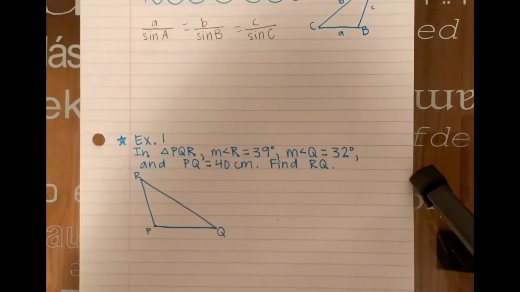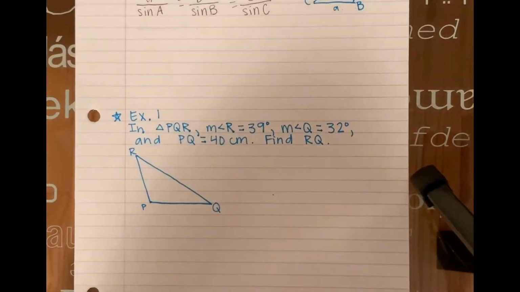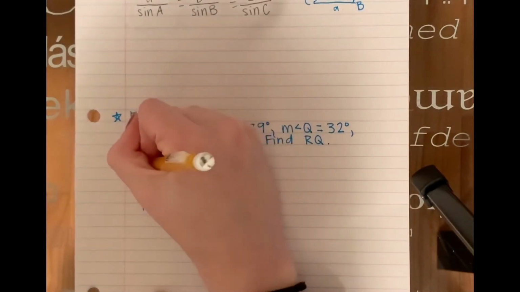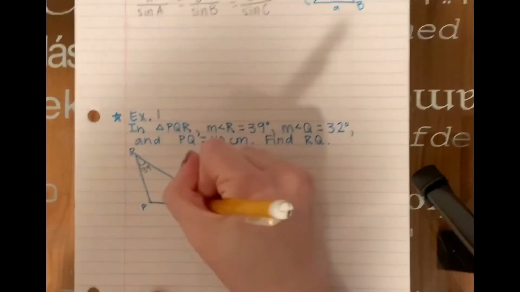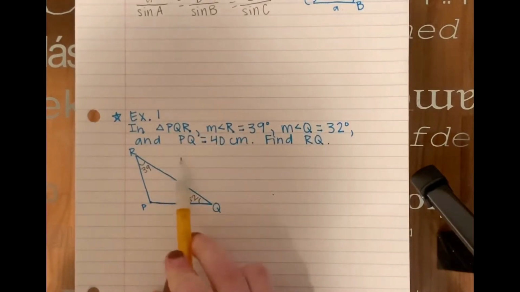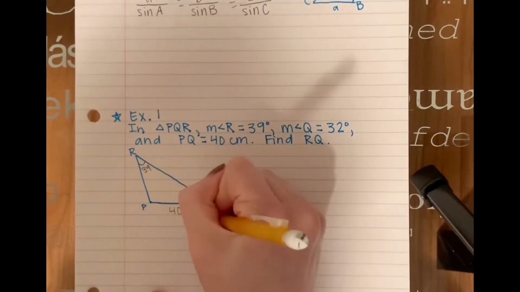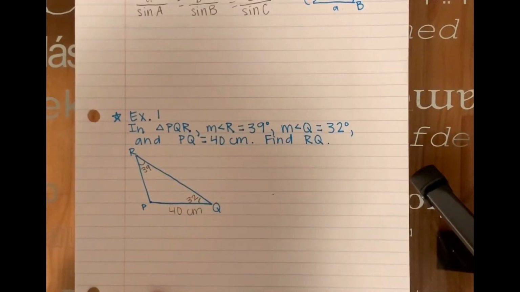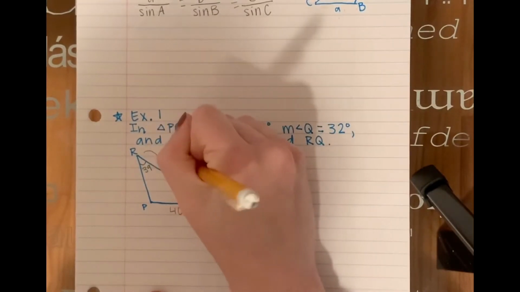So let's see, example 1. It says in triangle PQR, measure of angle R is 39 degrees. So that'd be right here, 39. Measure of angle Q is 32 degrees. And PQ, this side right here, equals 40 centimeters. Find RQ. So we want to find this side right here. I'm going to call it X.